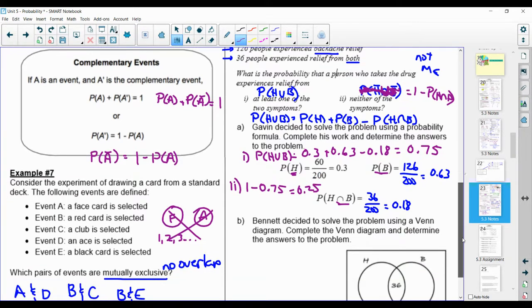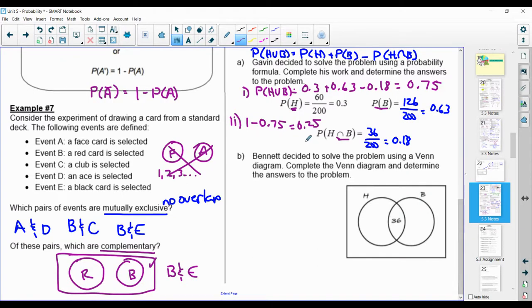Now, a lot of students actually find that Venn diagrams are even more helpful than the formulas. What I like about this is that because there's two ways to do the question, that means there's always a way to check your work, which is something I like. All right, so Bennett has decided to solve the problem using a Venn diagram. So we have 36 in the overlap. And for headache relief, we had 60 people experiencing headache relief. And so if you remember from sets, 60 minus 36 means that there are 24 people who are receiving headache relief but not backache relief.